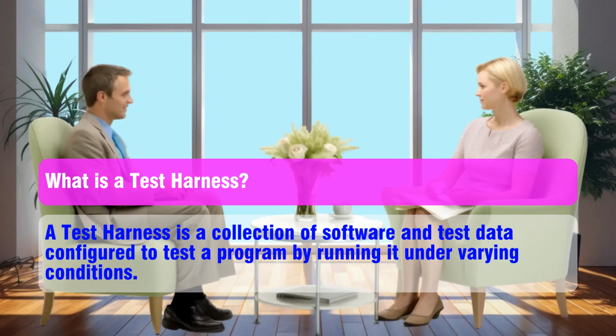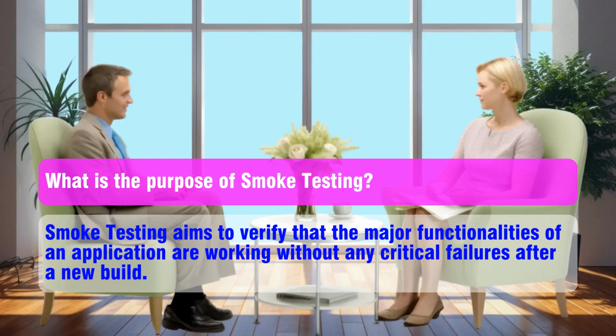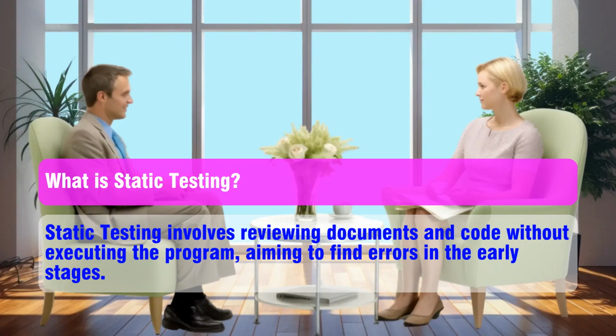What is a test harness? A test harness is a collection of software and test data configured to test a program by running it under varying conditions. What is the purpose of smoke testing? Smoke testing aims to verify that the major functionalities of an application are working without any critical failures after a new build. What is static testing? Static testing involves reviewing documents and code without executing the program, aiming to find errors in the early stages.